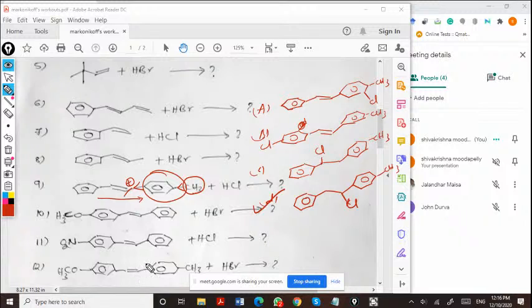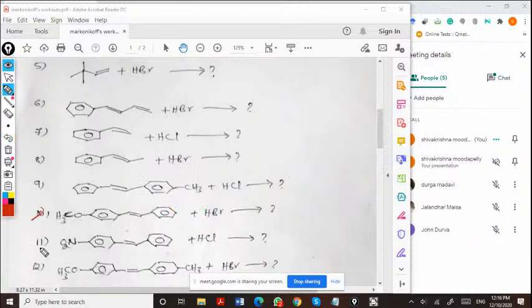So this phenyl ring, which has a plus I group, will be more stable. A phenyl ring with minus I or minus M groups will be less stable, so the carbocation on that side will not be generated. Okay, a similar type of next question. 10th.